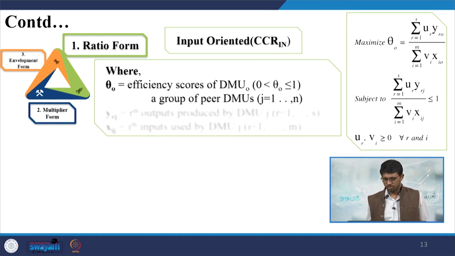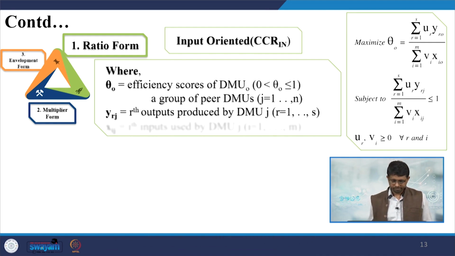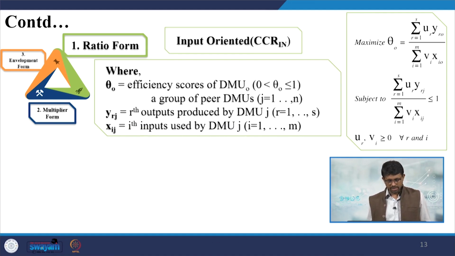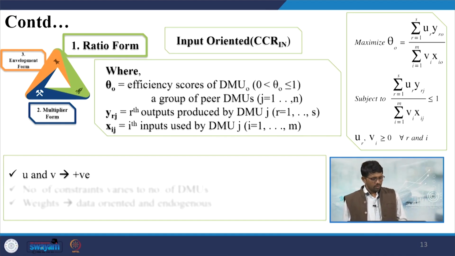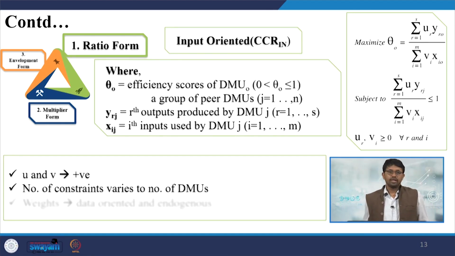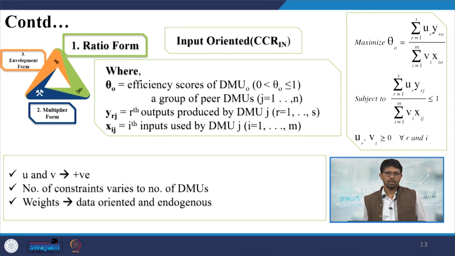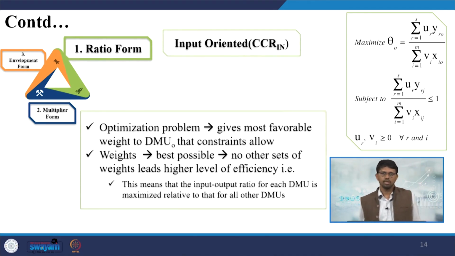must be less than or equal to 1. Here y_rj stands for the rth outputs produced by DMU j, for r from 1 to s, and x_ij is the ith input of DMU j, for i from 1 to m. U and V should be positive, and the number of constraints varies with the number of DMUs, and the weights are derived from the data and considered to be endogenous, and from the model itself we will identify them.